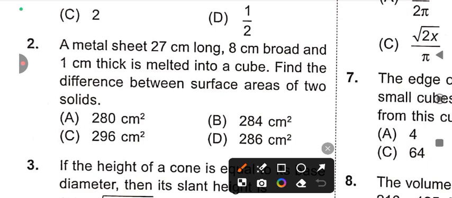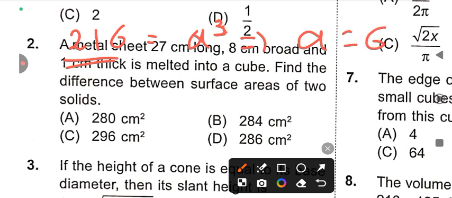Now volume of cube is equal to volume of metal sheet. So we know that the volume of metal sheet was 216, so it should be equal to the volume of cube, and the volume of cube is side cube, right? Now from here we get the value of a, that is side, because 216 is the cube of 6, so we can say that a is equal to 6.